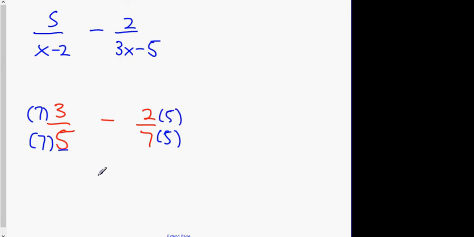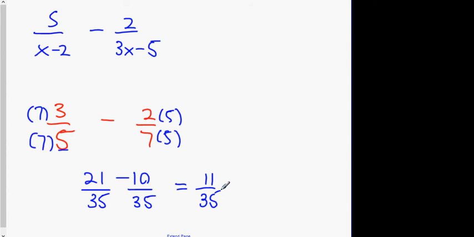7 by 3? 21. Minus 2 times 5? 10. Technically speaking, I'm just going to keep them as separate fractions for a minute. Technically speaking, it's 21 over 35 minus 10 over 35. And then the answer will be, anybody? 11 over 35.